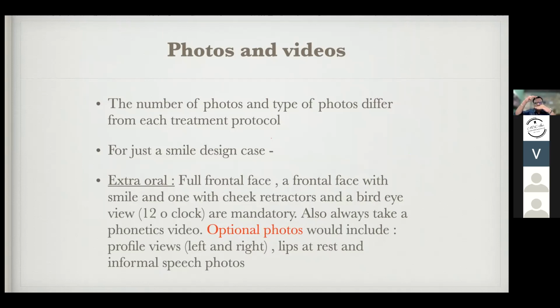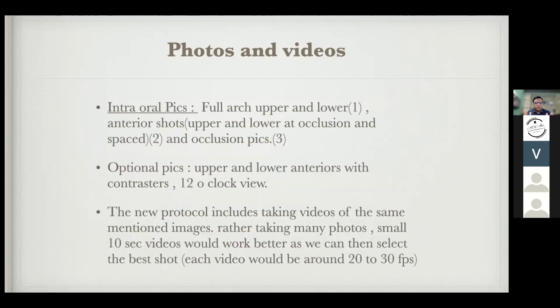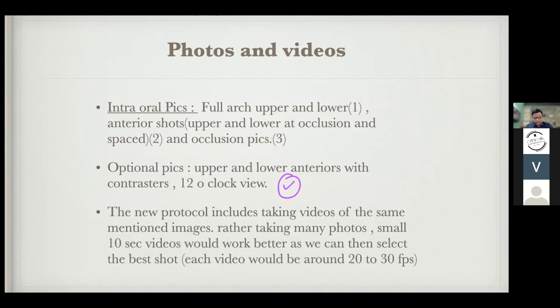Now, if you have to increase the length, the only place you can go is gingivally. So you will have to do gingivoplasty or gingivectomy. All of that can only be informed after you have good photos, good videos, and then the patient's cast. In the intraoral pics, you need a full arch upper, a full arch lower, anterior shots which are from canine to canine, and the patient in occlusion. Optional pics could be upper and lower anteriors with contrasters and a 12 o'clock view.